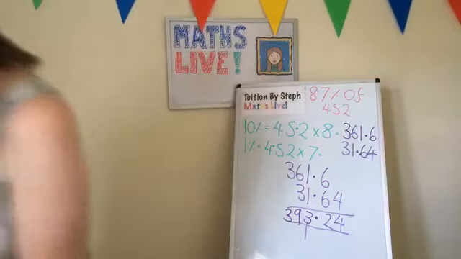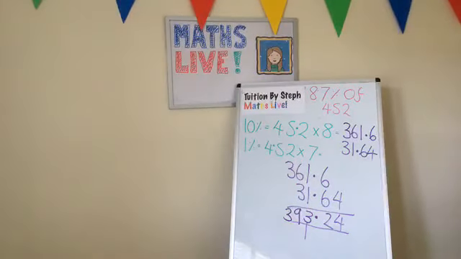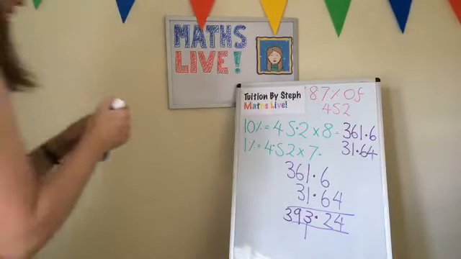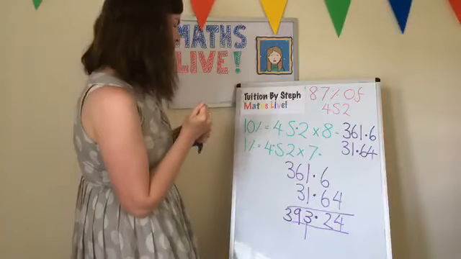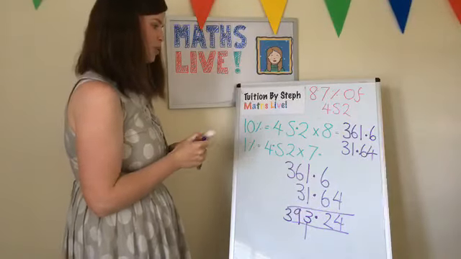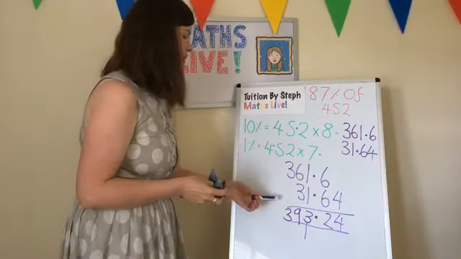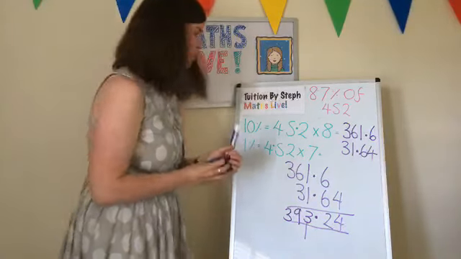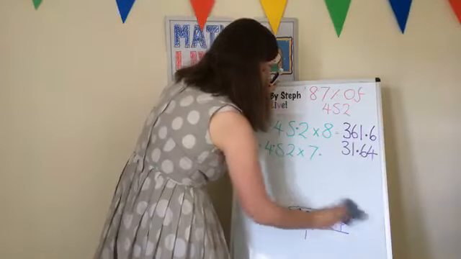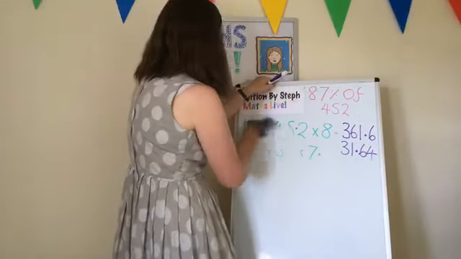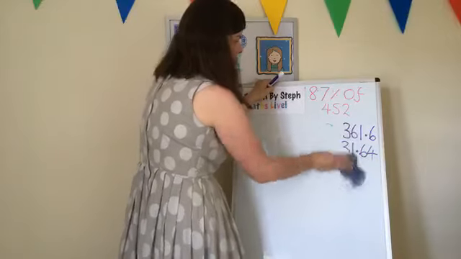Oh, Harry, did you put that as your answer? Let me have a look. Scroll up, scroll up. Nearly. You were so close. Well done. So 393.24, just those decimal places. So 87% of 452 is 393.24. Well done.